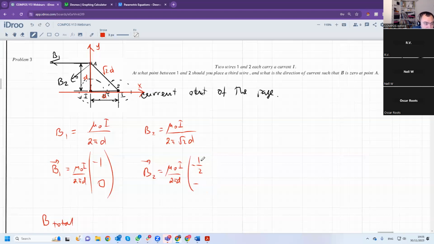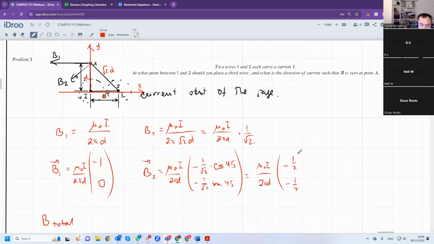You know what? I'm going to say it's going to be B2, so it's going to be minus 1 over root 2 multiplied, minus 1/2, minus 1 over root 2 multiplied. So this is mu0 i over 2 pi d multiplied by 1 over root 2. I'm just making it similar to this. Multiplied by cosine 45, because it's x, and this is minus 1 over root 2 multiplied by sine 45, and this gives us mu0 i over 2 pi d, open bracket, minus 1/2, minus 1/2. Hope that makes more sense.